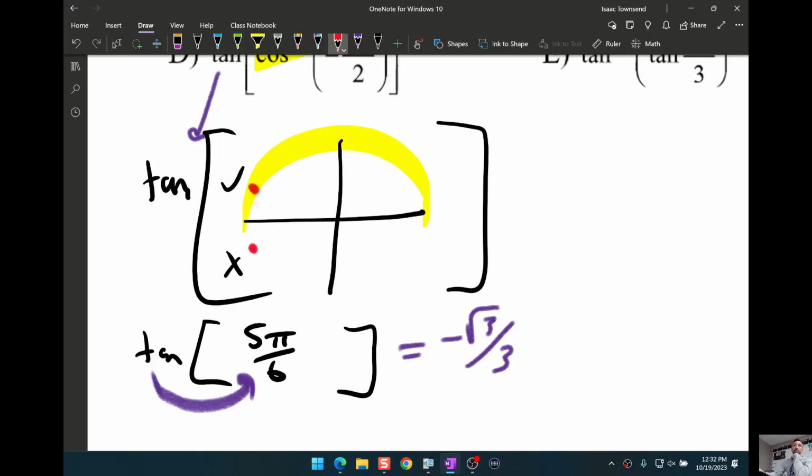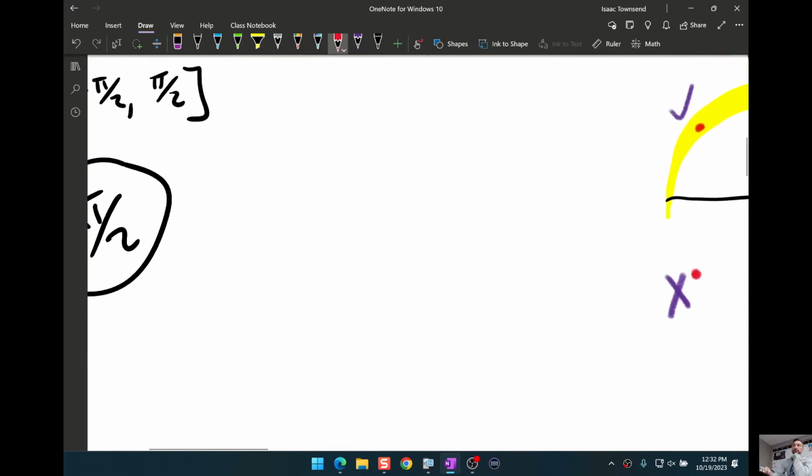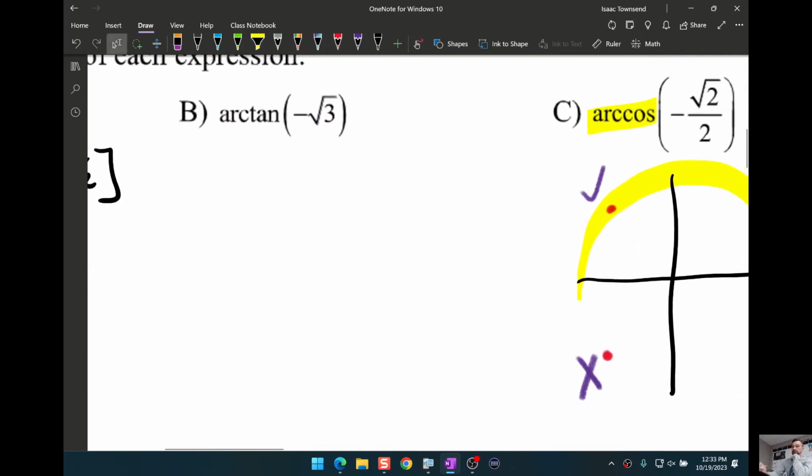So if we go back to B, you can see how much easier this is. This is a ratio for tangent on the unit circle. And since this is just the square root of 3, I know it's one of the spots near the y-axis. But what quadrants is tangent negative in?